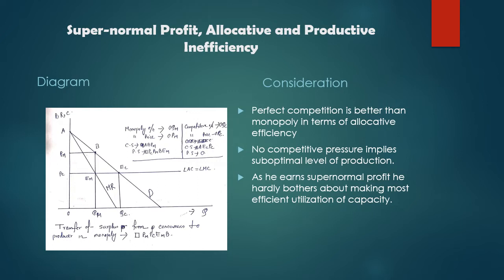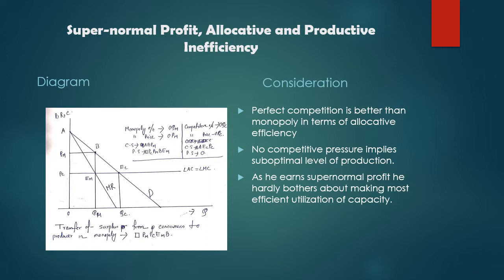So what will be the total cost of production? Average cost is OPC, output level is OQM. So total cost will be OPCEMQM. So we will find that the monopoly firm will enjoy supernormal profit, which is represented by the area of the rectangle PCPMBEM.